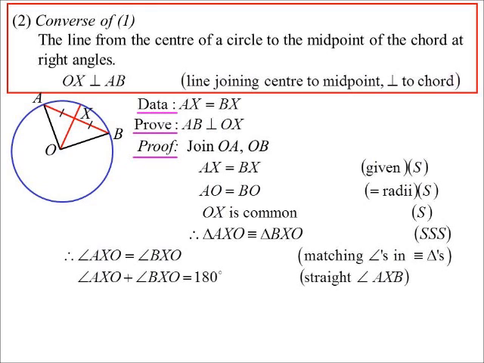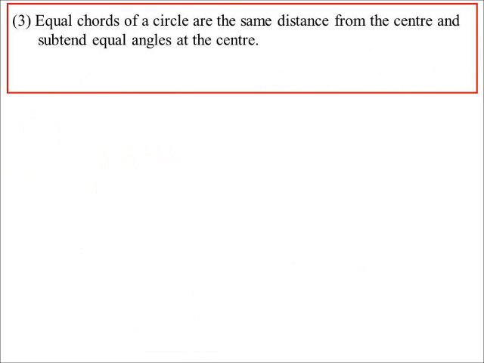Well, there we also know they add together to give 180 because that's a straight angle. Well, hang on, if they're equal and they add together to give 180, then I must be able to conclude that AXO is 90 degrees. Thus, they're perpendicular.